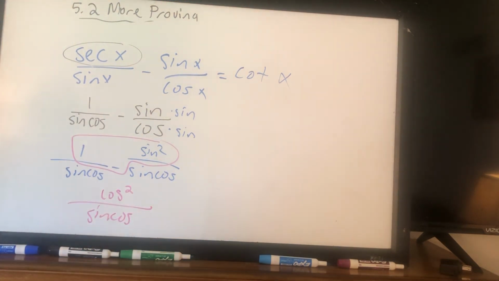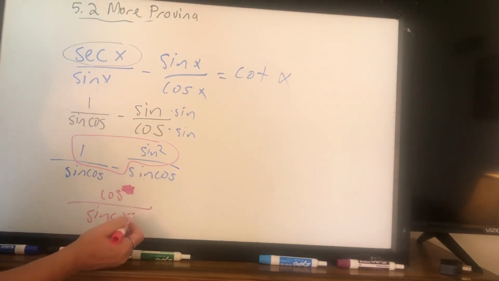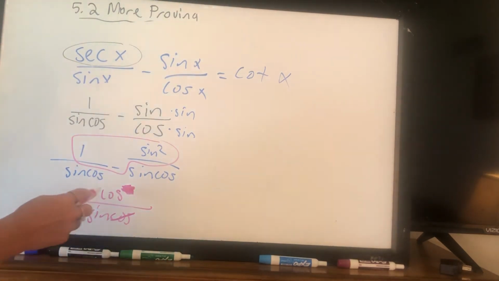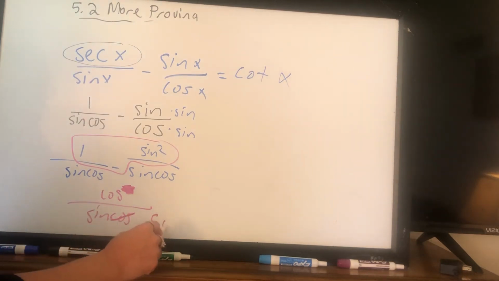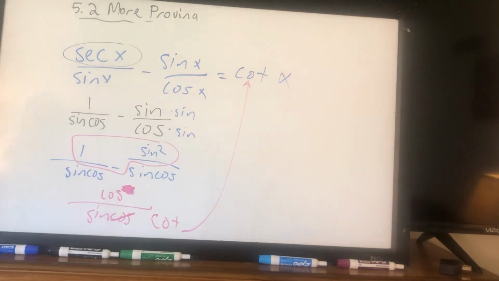We can cancel out a cosine. So he's gone, and he's gone. And what is cosine over sine? Cotangent. Okay? So these are all the same rules and stuff we've been doing. They're just a little bit trickier. All right.